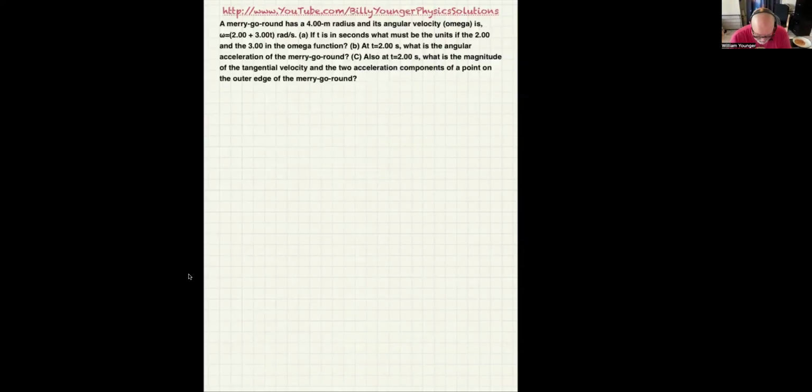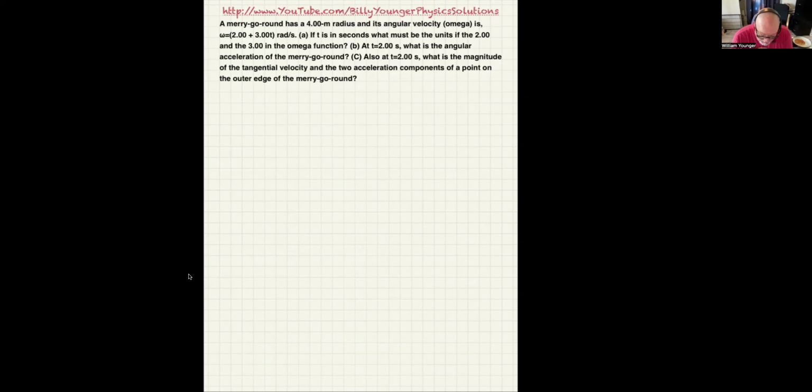All right, so you now are able to see my iPad screen. It says a merry-go-round has a 4.00 meter radius and its angular velocity omega is omega equals 2.00 plus 3.00 t, and all that in parentheses, once you compute everything, has units of radians per second. That's just the way you can write it.